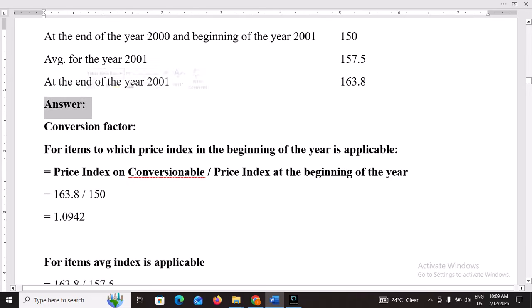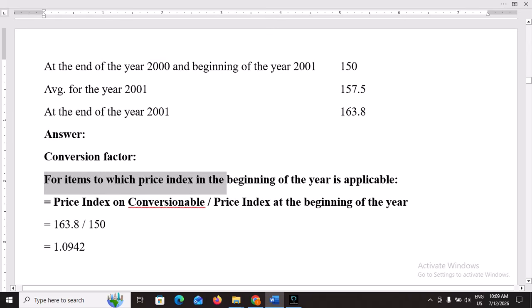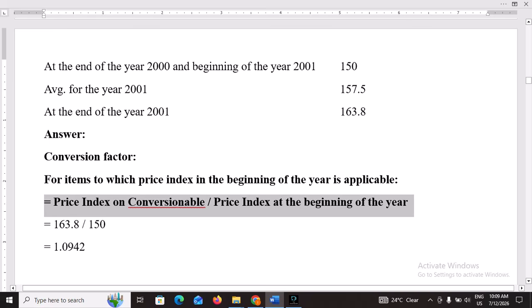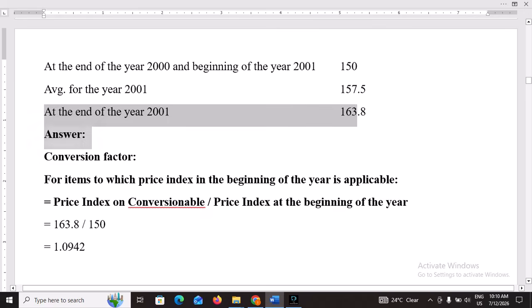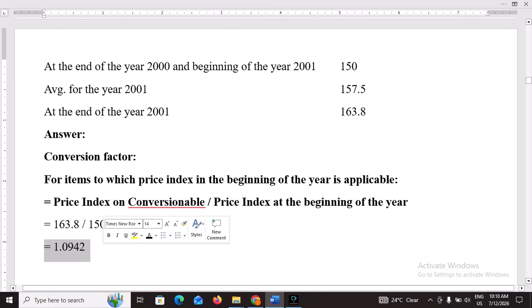So, the answer. First, number 1, conversion factor. Conversion factor for the beginning of the year: for items to which the price index at the beginning of the year is applicable. So simple: price index at conversion date divided by price index at the beginning of the year. The closing price index is 163.8, divided by the beginning of the year price 150. So 163.8 divided by 150 is 1.0942. I will calculate it also.